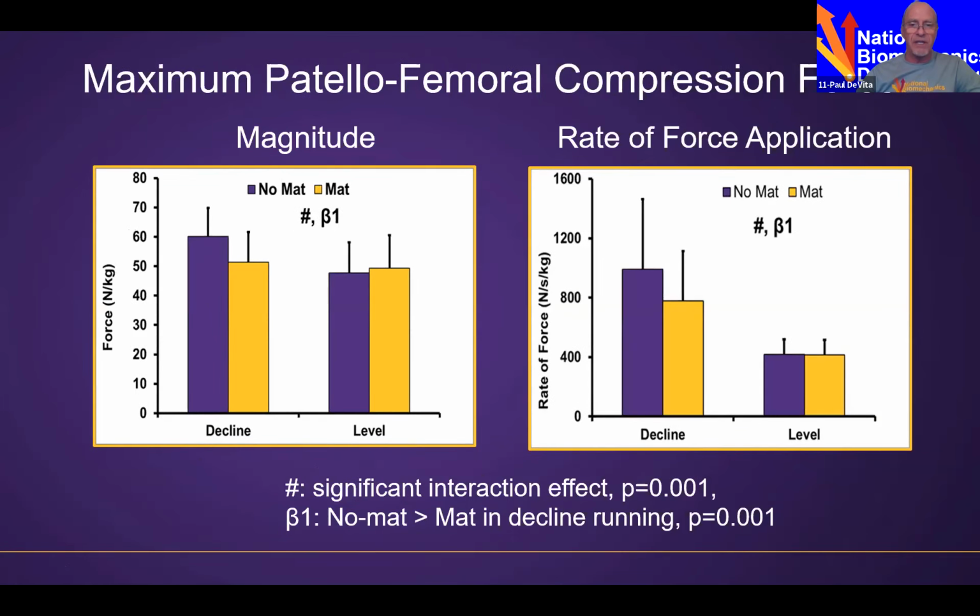I think this really describes our main outcome. This shows the interaction effect in maximum patellofemoral compression in terms of magnitude and rate of force application. Here is the interaction effect in which, in decline running without the mat, on the harder surface, the force was larger in patellofemoral compression, and with the mat, the force was lower. In level running, there was no difference. And the rate of force application had the same change with decline running. Without the mat, the rate was very high and higher than with the mat, and no change in level running.